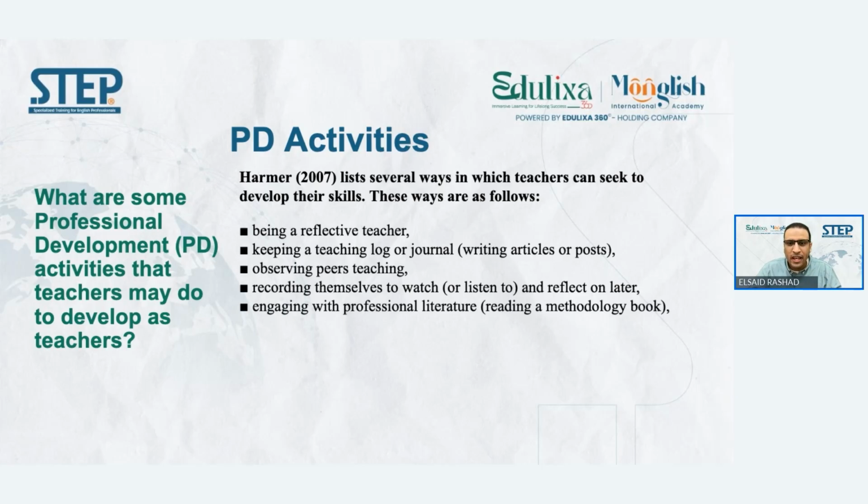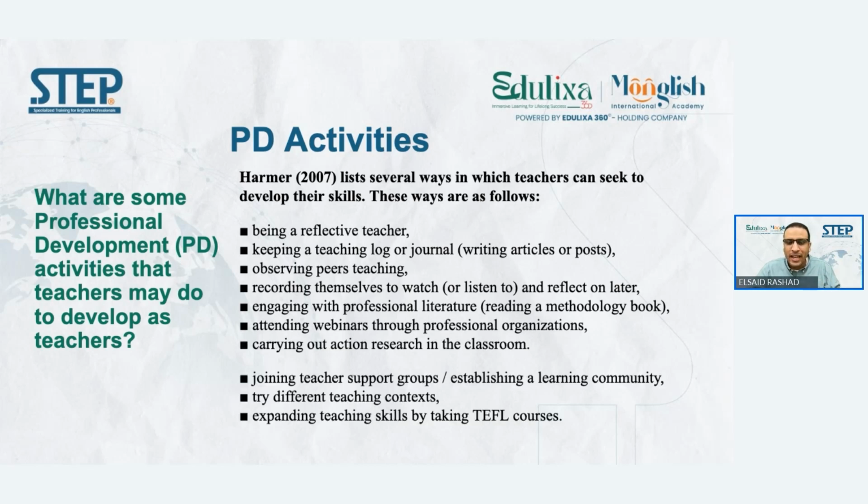did. Engaging with professional literature, and when we say ELT literature, we're talking about reference books, like how to teach English, the practice of English language teaching, how to teach writing, how to teach speaking, and so on. Attending webinars like this one. Carrying out action research in the classroom. You can research a point or something. If you have a student with dyslexia, for example, then you can research it. If you have students with special needs, you can read about it, can carry out a research.